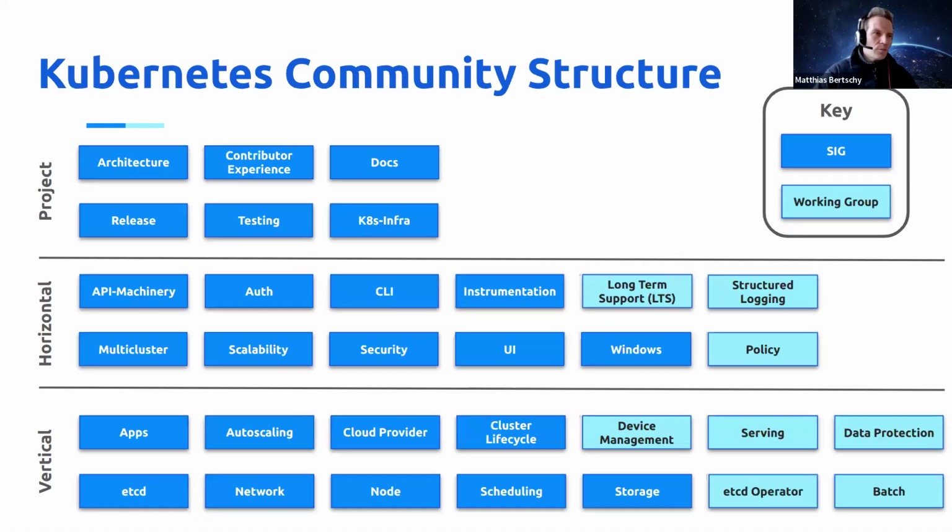So let's take a few examples from the current community structure. For example, SIG Release and SIG Docs are project scope groups. Now, if you go to SIG API Machinery or SIG Authentication, these are called horizontal groups because any vertical group depends on authentication or the API. And then in the vertical groups, you will find some familiar concepts like autoscaling or scheduling, networking, and Node, where I'm a member. So as you are exploring groups to contribute to in the community, you might want to refer back to this diagram.